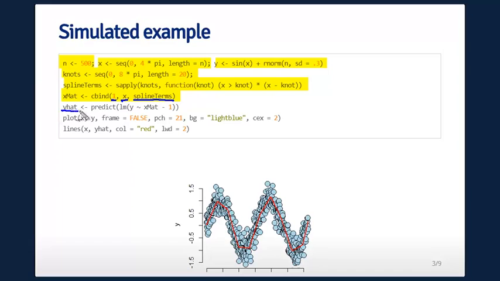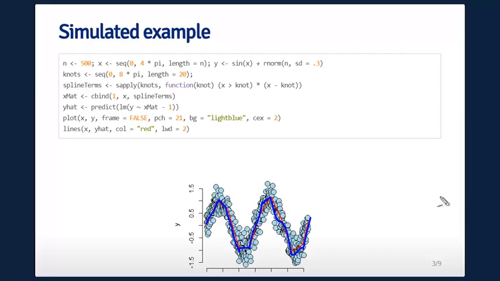And my y hat is just going to be, if I predict my fitted linear model with y as an outcome, and this is my x matrix, and I'm subtracting out the intercept because I put an intercept in my matrix. Okay? And now I'm just going to plot my x and y. Okay, and then these are the points, and then I'm going to show the fitted model. Okay, and what you see, pretty neat, right, is that it fits these little sticks, right? You can see the little breaks in the lines, and it fits the data pretty well. It fits a pretty complicated function.